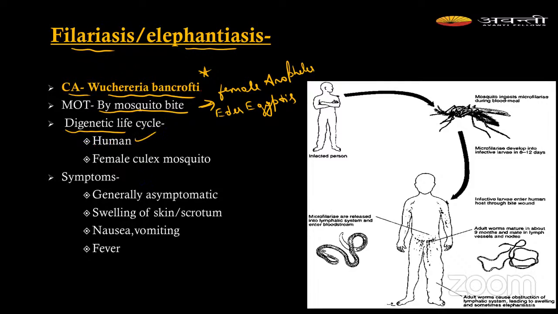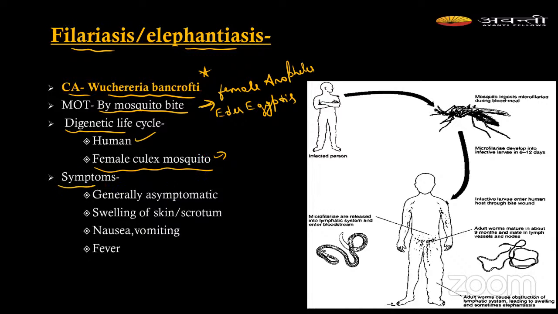So one host is the human and another one is the female Culex mosquito. I have told you that it may be caused by all types of mosquito, not only the female Culex mosquito. Female Anopheles mosquito, Aedes aegypti mosquito, and also the female Culex mosquito. So in the female Culex mosquito, it is having the digenetic life cycle.